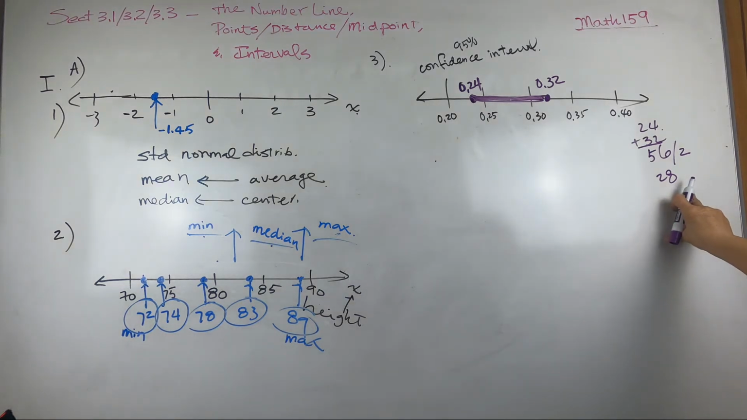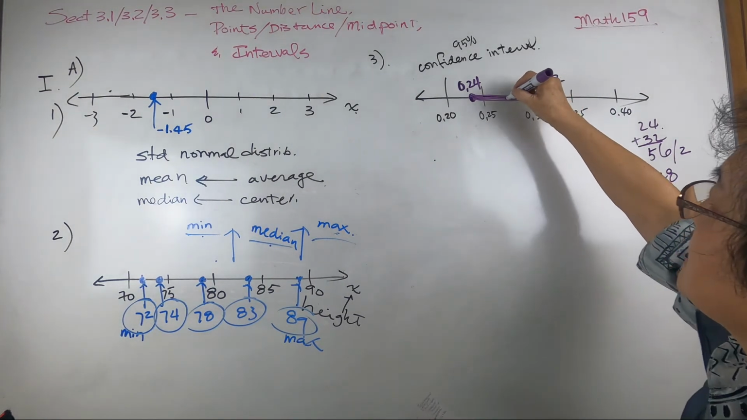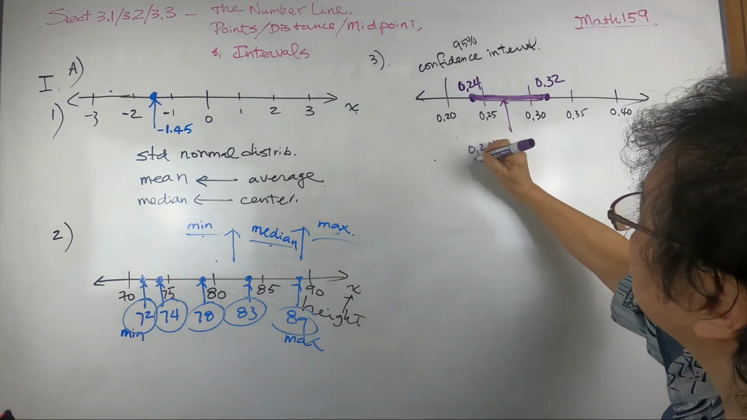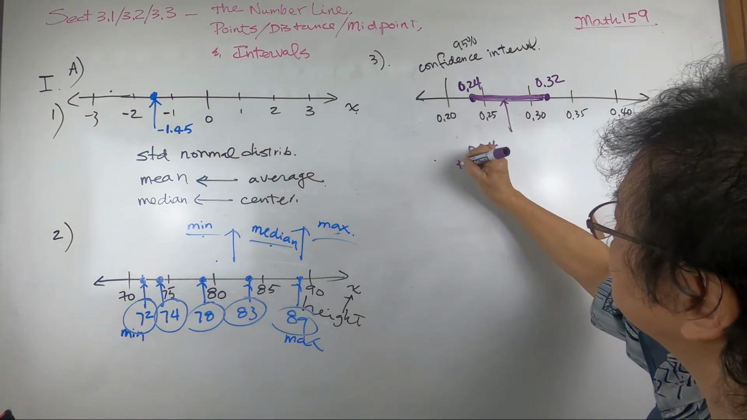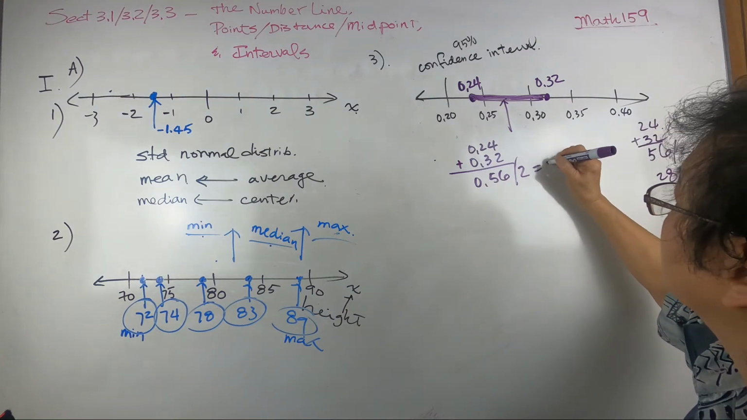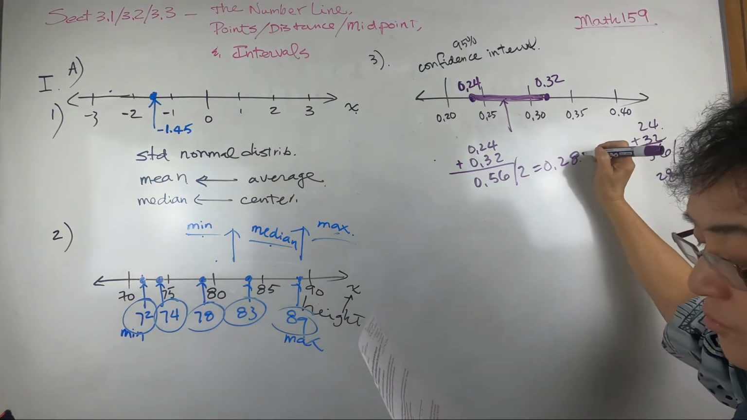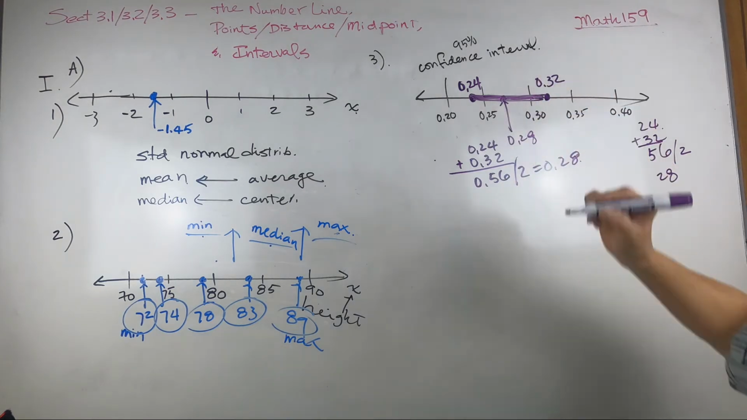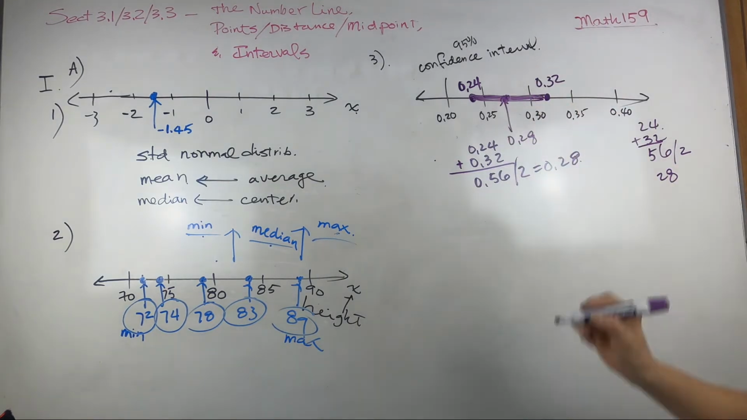So what's the median average in here? So what do we do? 0.04 plus 0.32, 0.56, you divide by 2. So the median would be what? 0.28. That's what they are talking about, right?